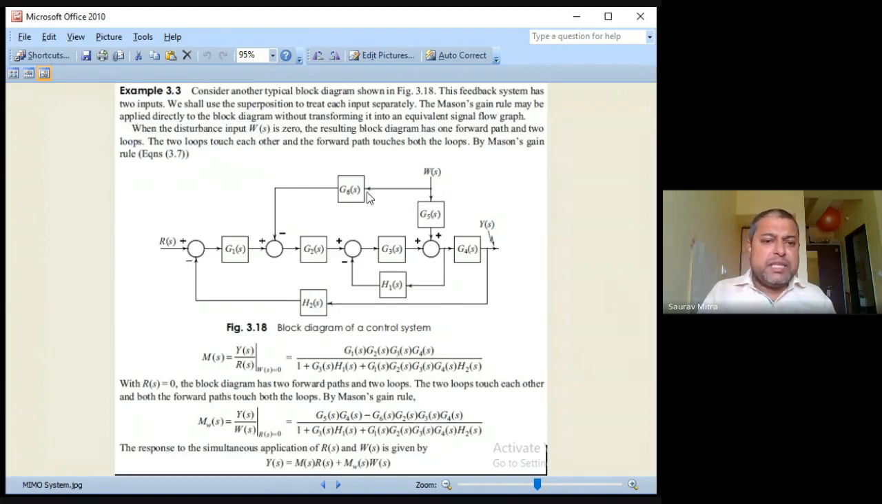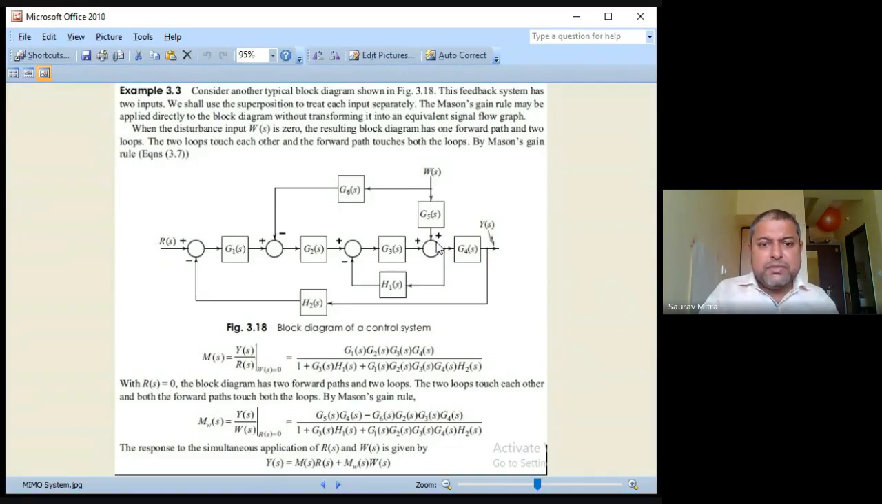WS is 0 means nothing is coming to this, so this is 0 into G6S, nothing is coming. Again this is 0 into G5, nothing is coming. So whenever WS is 0, G5 and G6 should not be there in the transfer function. So when finding YS by RS, with WS equal to 0, there is no mention of G5 and G6 in this transfer function, because G5 and G6 are actually going in the opposite direction.